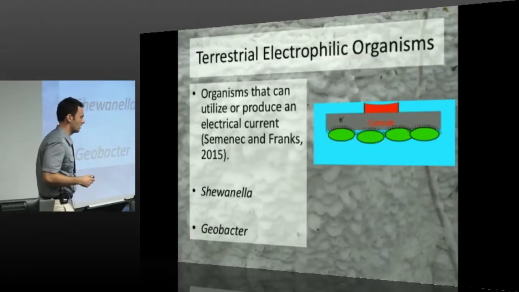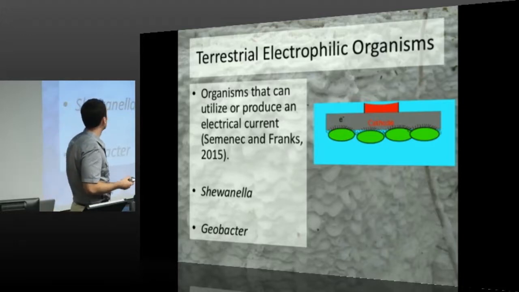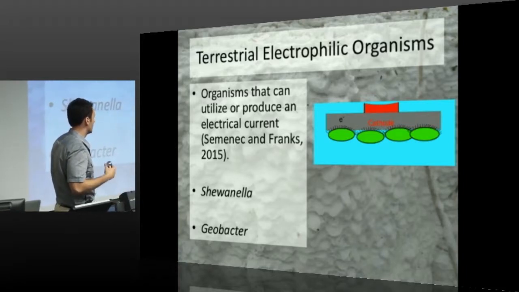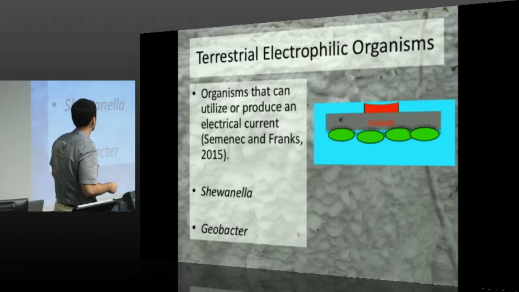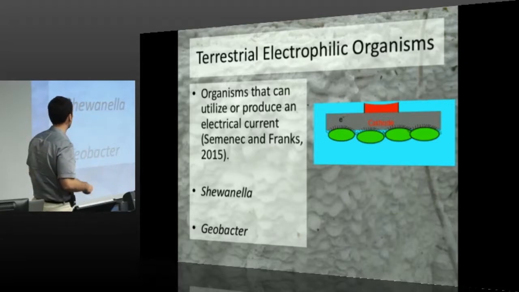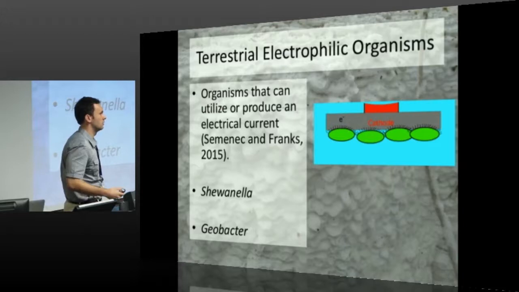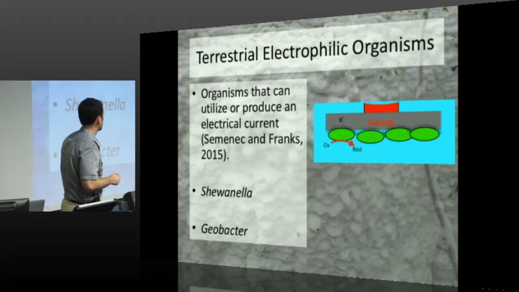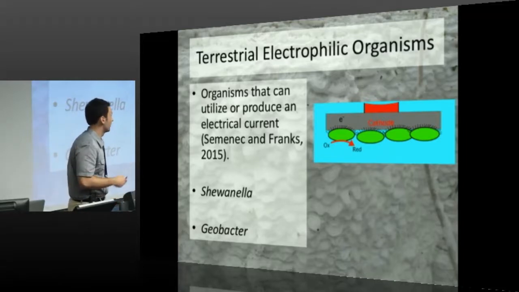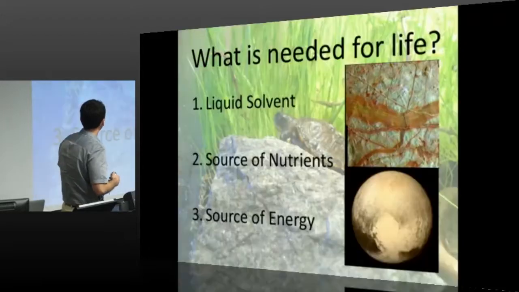So our hypothesis paper dealt with the idea of organisms using a current directly. This isn't a completely crazy concept because terrestrial organisms do that. We have Shewanella and Geobacter as the first couple of organisms that can use an electric current directly from a cathode and then basically take oxidized products to create reduced products. And Semenec and Franks is a good review paper on that topic.